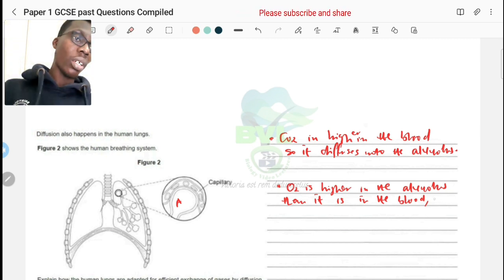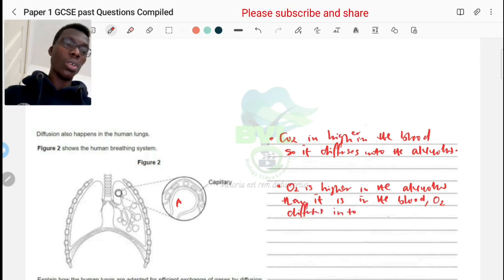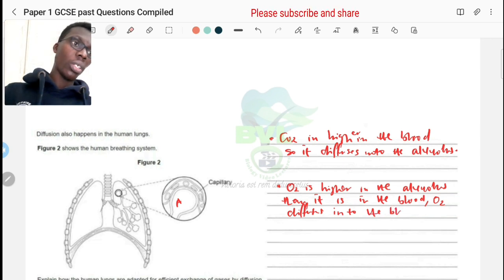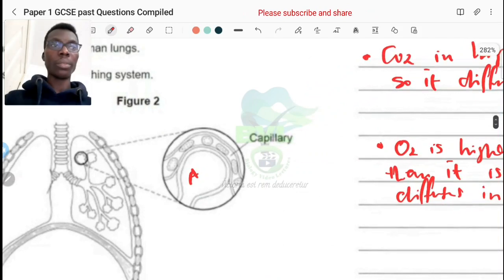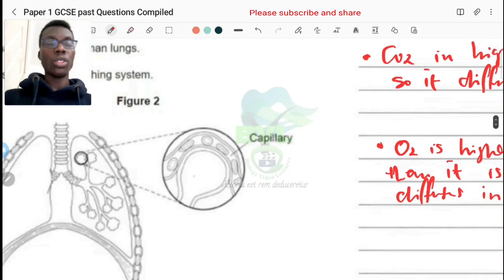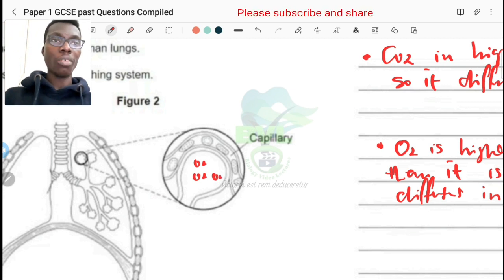Hence, oxygen diffuses into the blood. So let me bring that to perspective here so you can see. What I just explained is this. We have more oxygen here, and we have more carbon dioxide here.